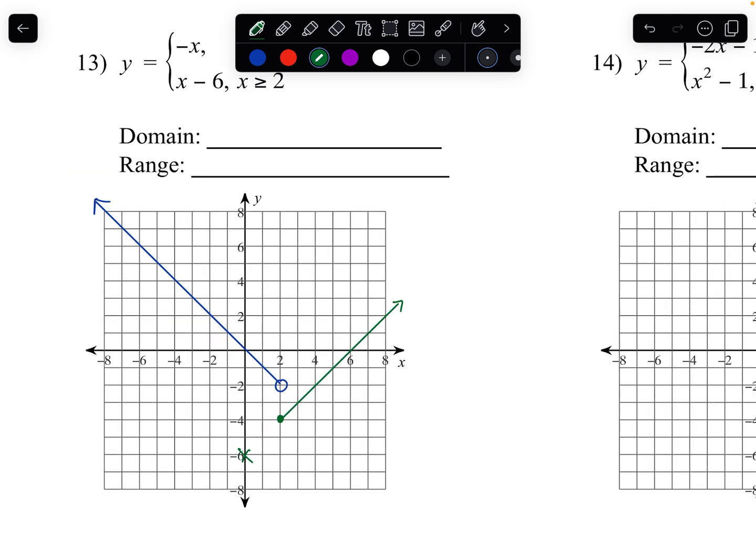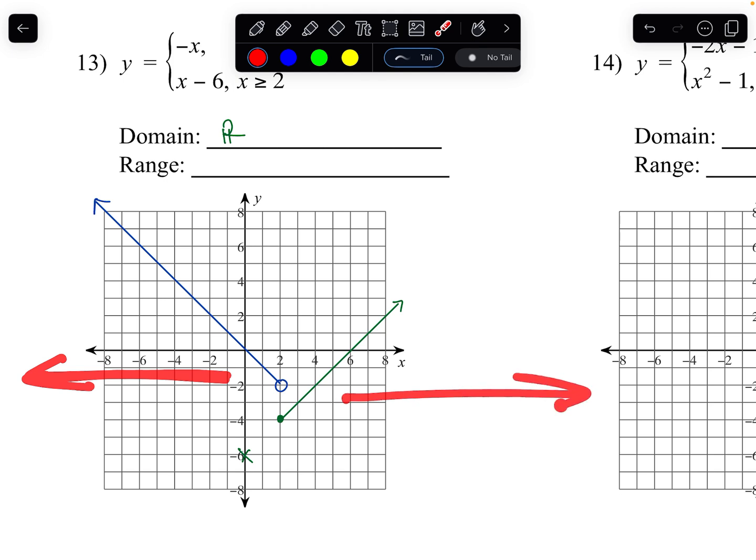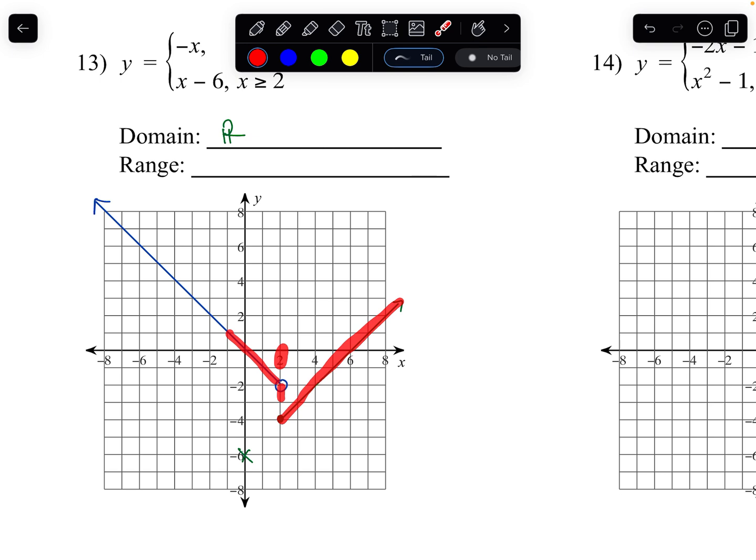Domain is still all real numbers in this case right here. This is going to be all real numbers because we're covering all the x values over here, and everywhere in between. So every x value is covered. At x equals 2, we do have a little bit of a switch where we're going to this function right here, but we're still covering all the x values. So domain is all real numbers. In the range, we're going to cover all y values as low as -4. So all y values as low as -4 are going to be covered in the piecewise function. So we'll just say y is greater than or equal to -4.